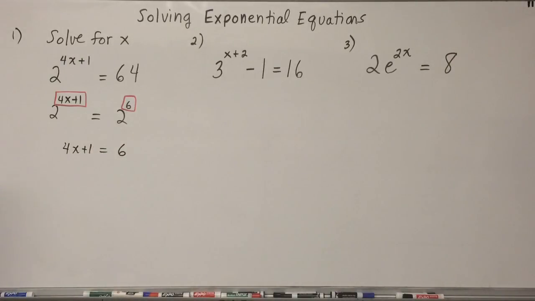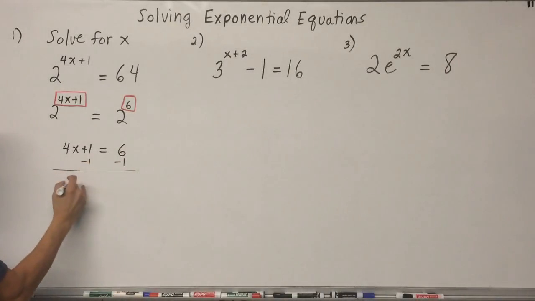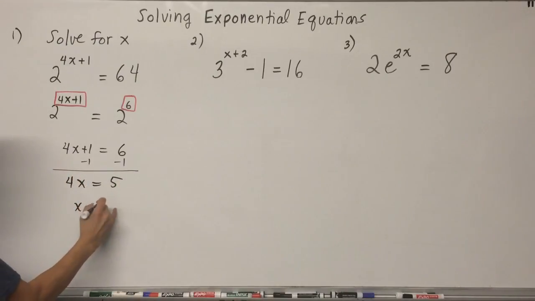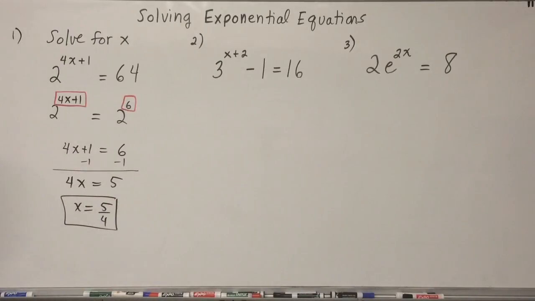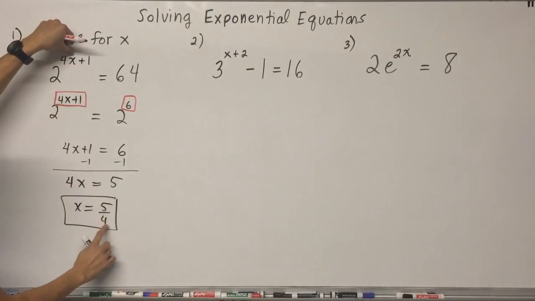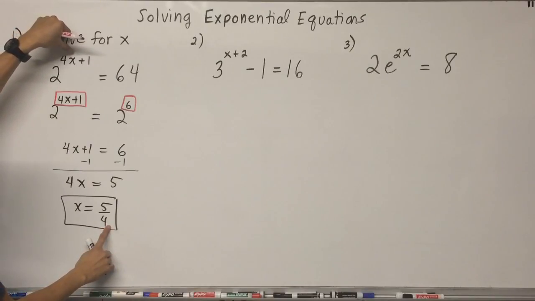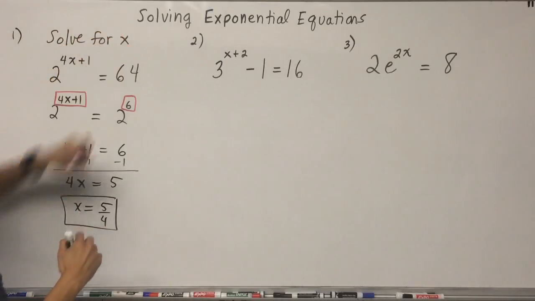So now that gives me a simple linear equation, 4x plus 1 equals 6, and I can subtract 1 from both sides and then divide by 4. So x is 5/4. Okay, and you can check it. If I plug in 5/4 in here, the 4 here will cancel with that 4, and that'll leave me with a 5. And then it'll give me 5 plus 1 is 6. 2 to the 6th power is 64.